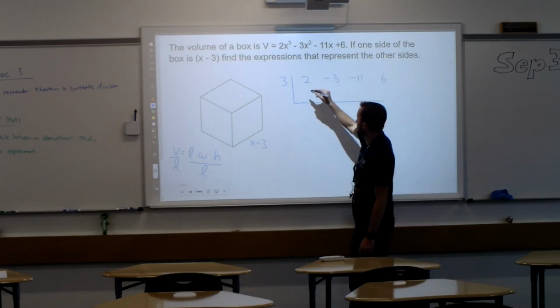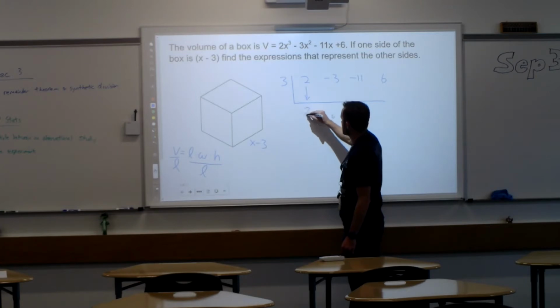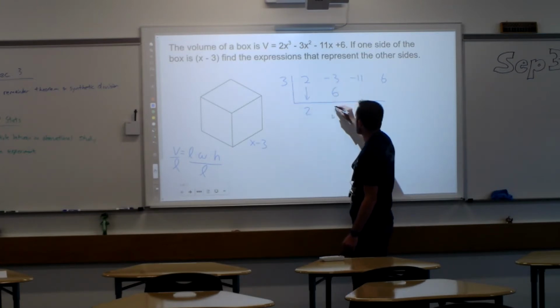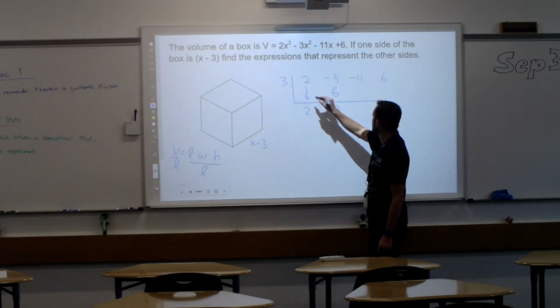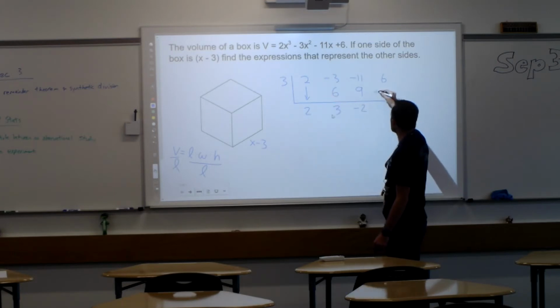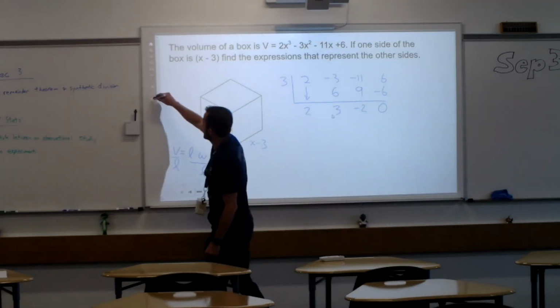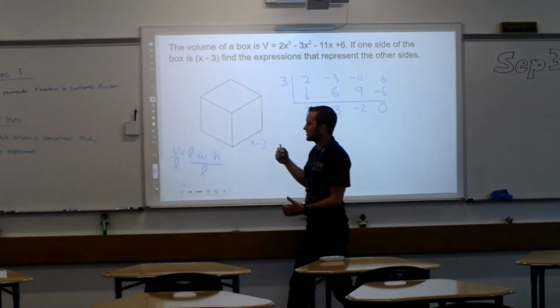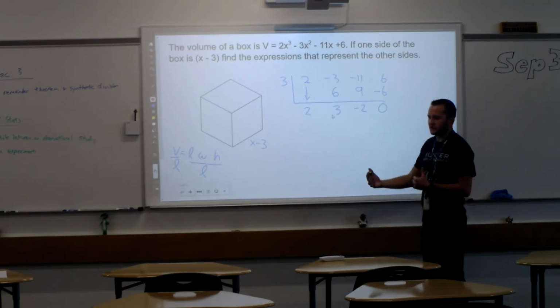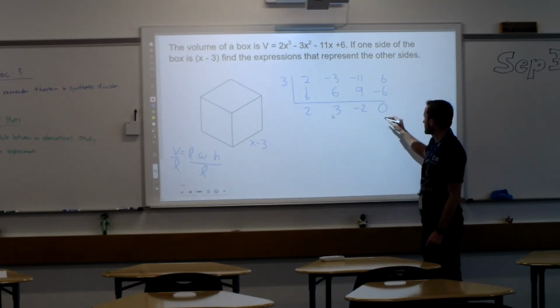As we go through our steps here, I'm going to bring down the 2. 3 times 2 is 6. Then we'll add these together. That gives me 3. 3 times 3 is 9. -11 plus 9 is -2. And then 3 times -2 is -6. That gives me a remainder of 0. That's a good thing. It means that it divided evenly. We were told it was one of the sides, so that's a good sign.